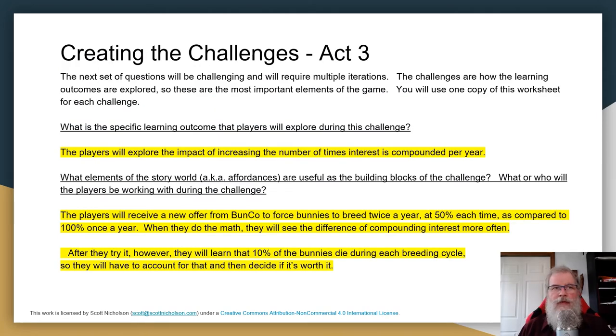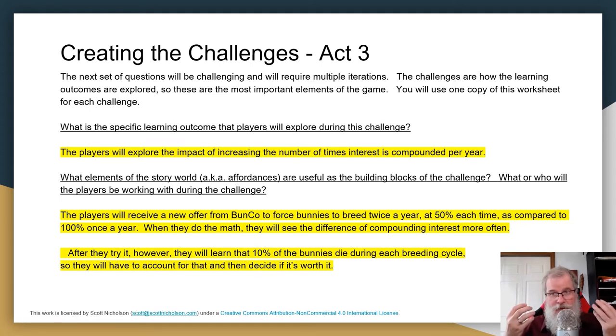So in Act 3 now, we want to take what we did before and add some complexity to it. So they're going to be dealing with the big challenge. And this is going to be looking at if that interest is compounded multiple times per year, because that's one of the other concepts we wanted to explore. So with bunnies, the idea is that now we're going to have bunnies that breed more often. So we went from bunnies that bred twice as much to bunnies that now breed twice a year.